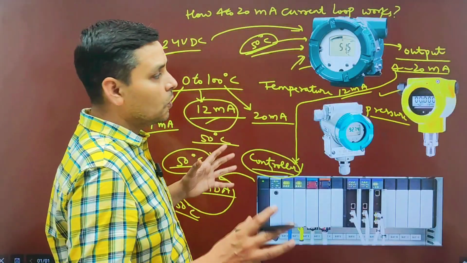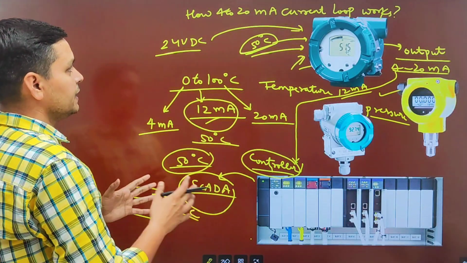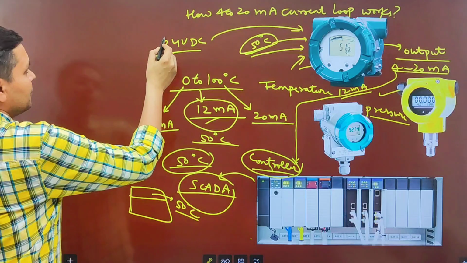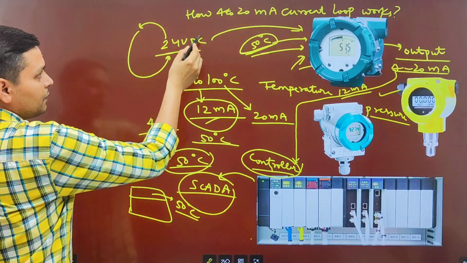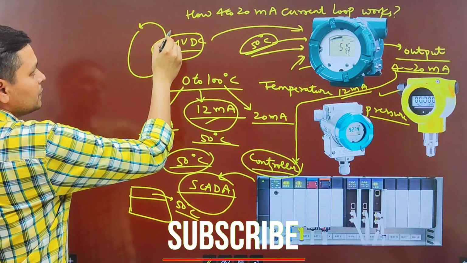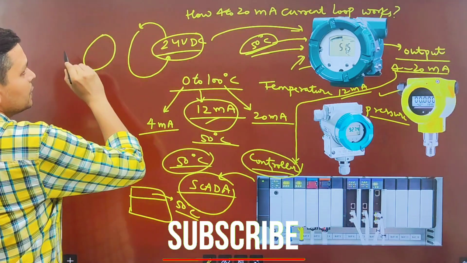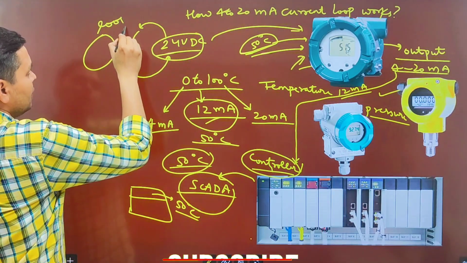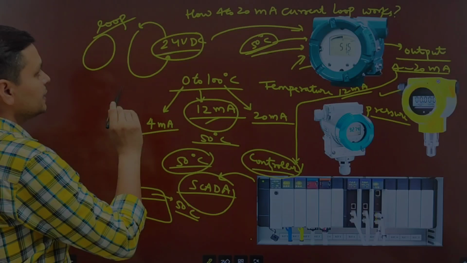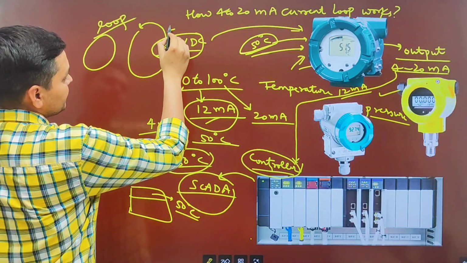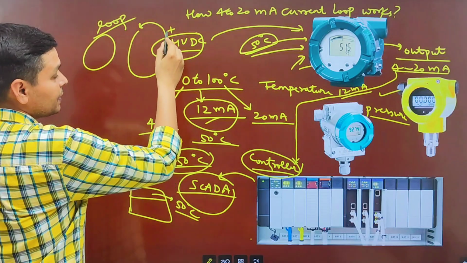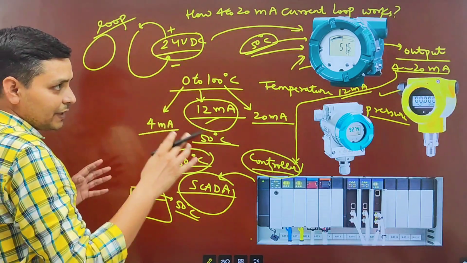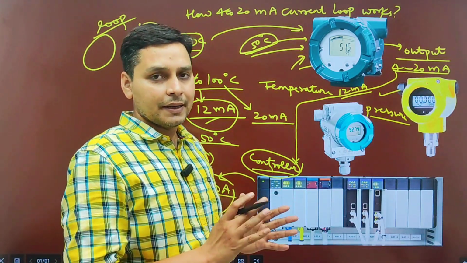And this whole loop is connected through wires. The signal will start from the 24 volt DC supply and will end on the 24 volt DC supply itself. So there will be a closed loop, so it is called a loop. The signal will start from the positive of the 24 volt DC supply and will end on the negative of the 24 volt DC supply. We will understand it by a diagram.